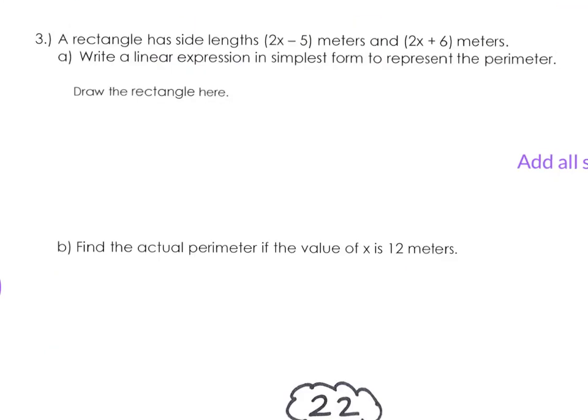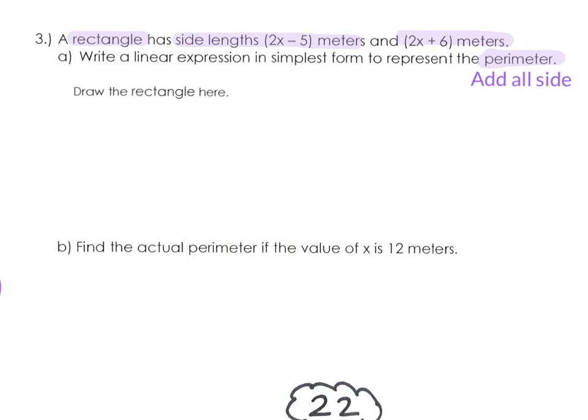Okay, now number 3 doesn't have a picture to go with it. So I think that this is going to be more important to have our highlighter and make sure we're highlighting some key things in here. We're talking about a rectangle, and the rectangle has side lengths that are 2x minus 5 meters, 2x plus 6 meters, and we need to write a linear expression in simplest form to represent the perimeter. So when we're looking for the perimeter, what are we doing? We're looking to add up all the sides.